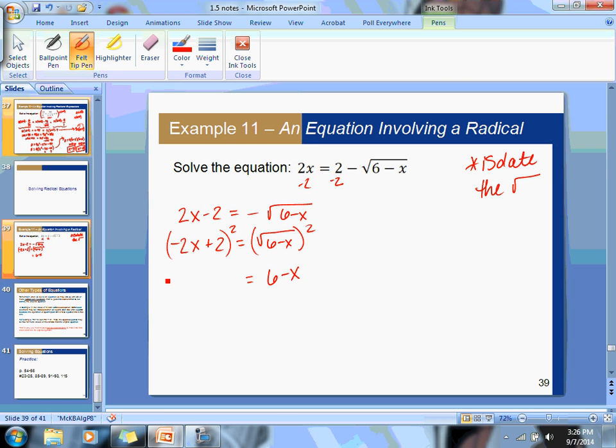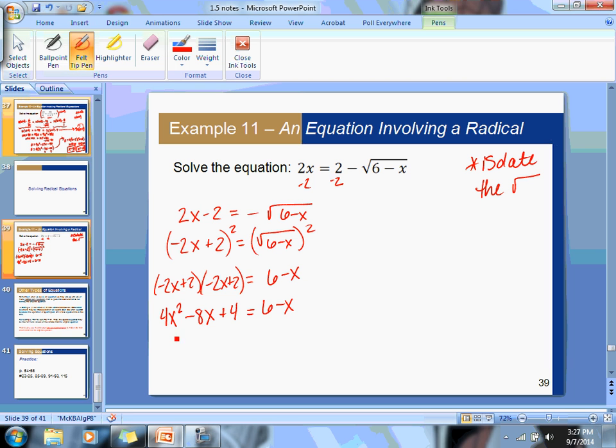And now on the other side, on the left side here, since I've squared this whole group of terms collectively, remember this is like negative 2x plus 2 times negative 2x plus 2. Since I'm squaring it, I'm multiplying it by itself twice. So I'm going to have to distribute. So that's going to get me a 4x squared. And then I'll have a negative 4 and then another negative 4. So that'll be a negative 8x. And then a 2 times 2 is a positive 4, equals 6 minus x.